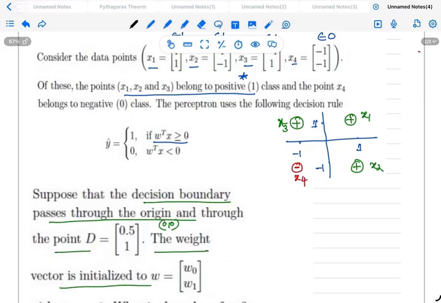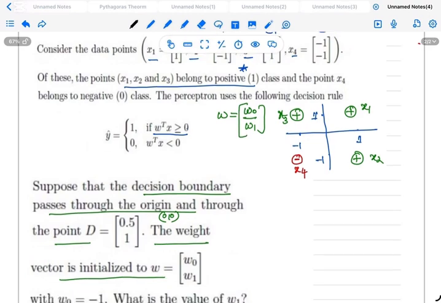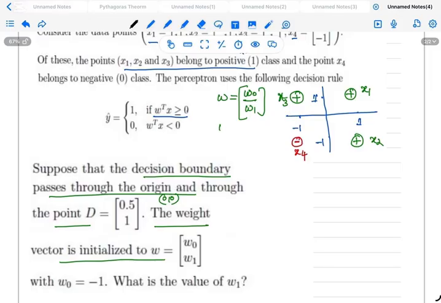The weight vector is initialized as W0 and W1, a matrix. So W0, W1, and given W0 equal to -1, the weight vector W is (-1, W1). What is the value of W1? They are asking us to find W1.